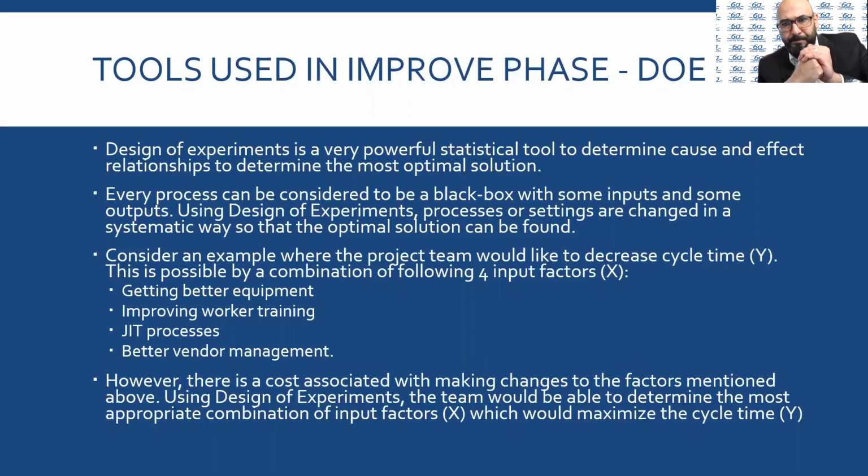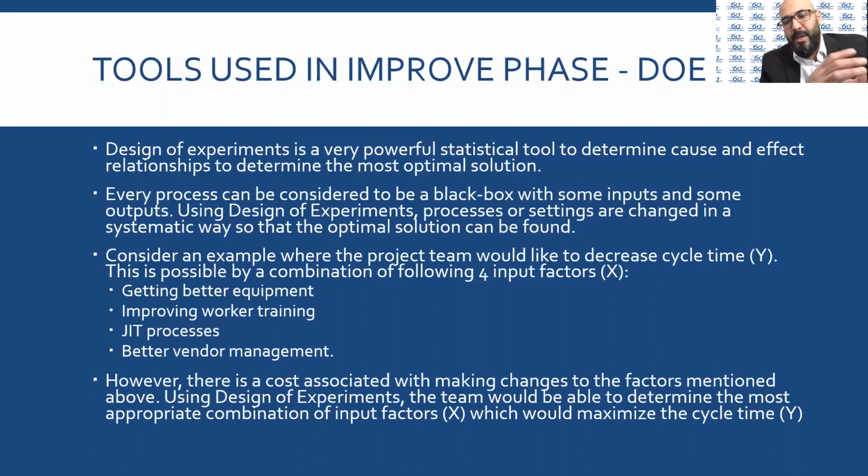So for example, if we're talking about the most appropriate combination for the cycle time, what factors would impact the cycle time? Better equipment, improving worker training, just-in-time process, better vendor management. If we combine these four factors together, that will impact the cycle time. So the cycle time would be y, that's the result, the output.